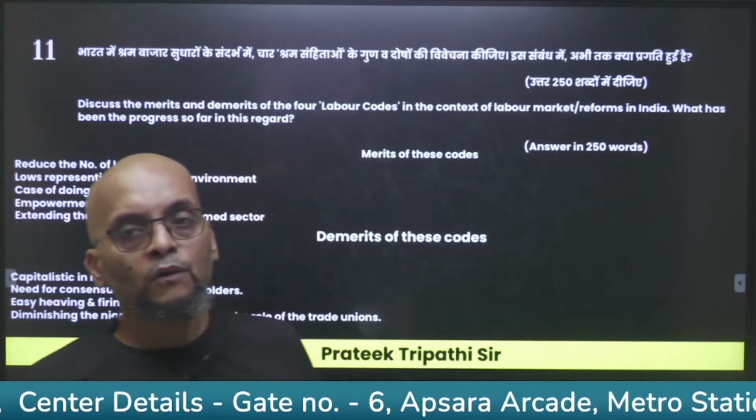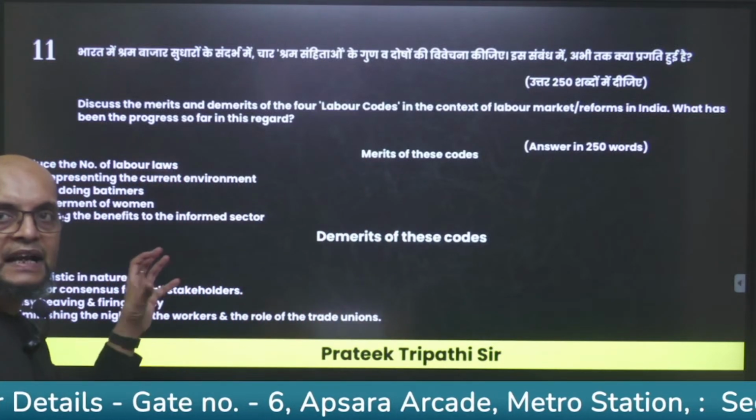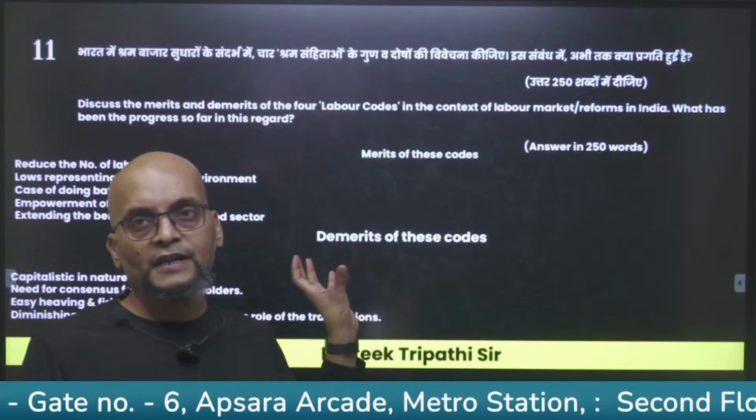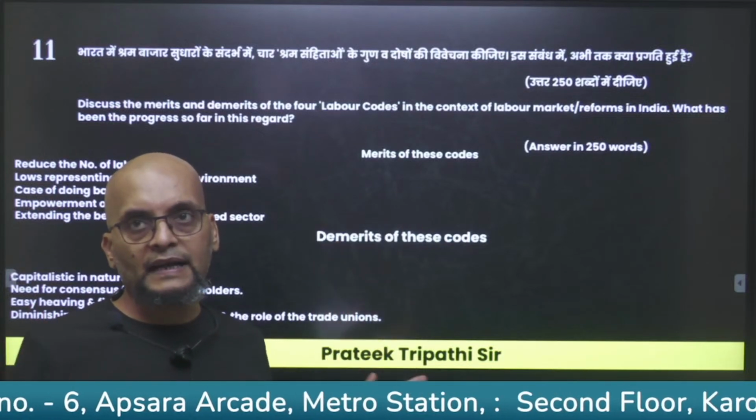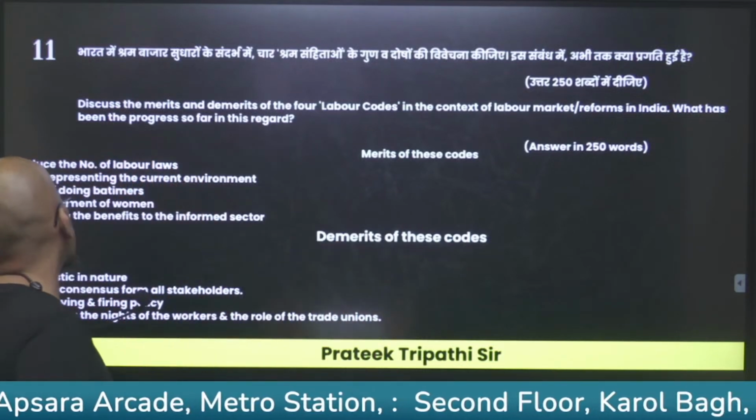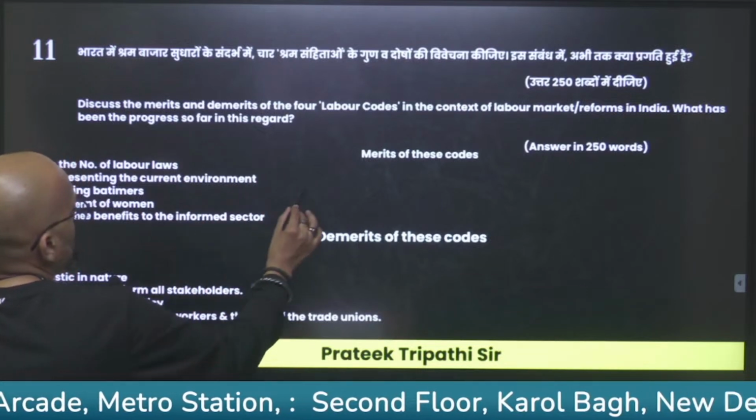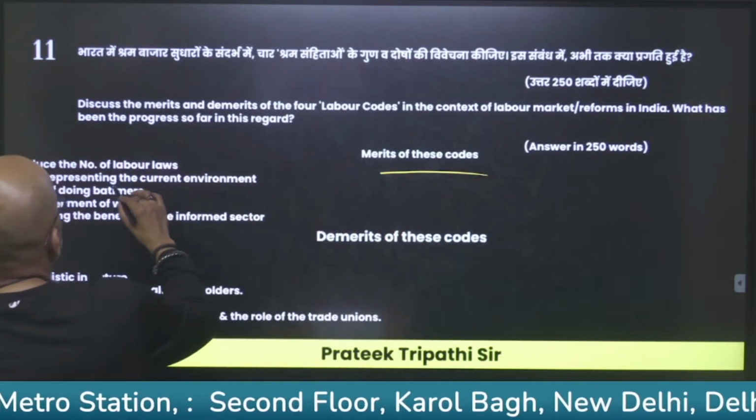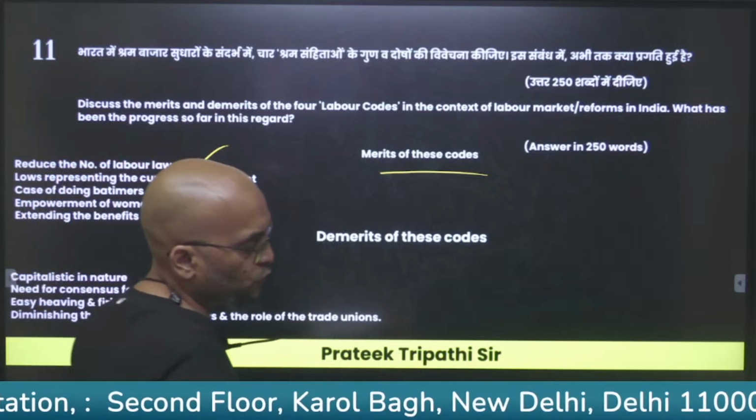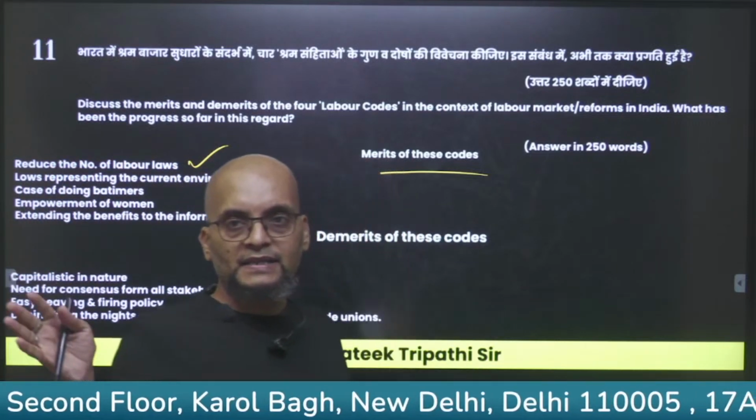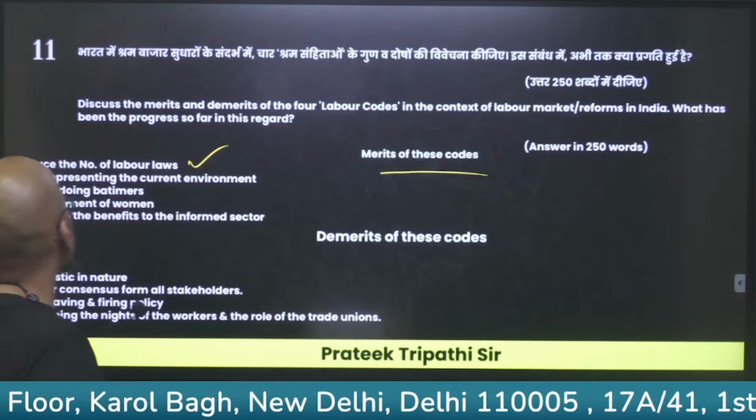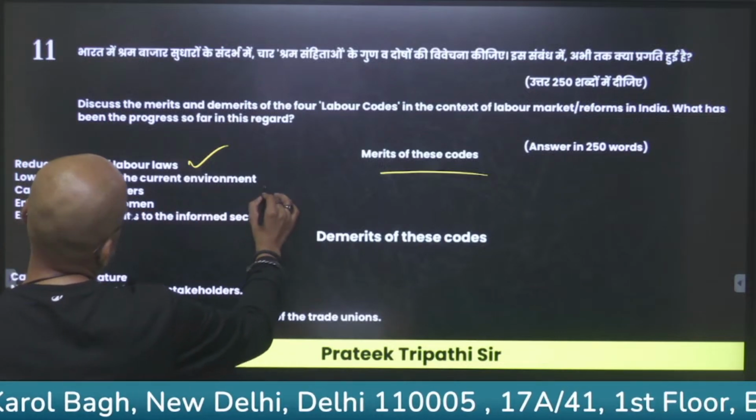Okay. Now let's talk about the merits and demerits of the codes so that you can have a proper understanding. Okay. Then we will conclude this answer. So see, if I talk about the merits of these codes, first, it reduces the number of labor laws, which was a very big problem. So it has actually reduced the number of labor laws. Second, laws representing the current environment.